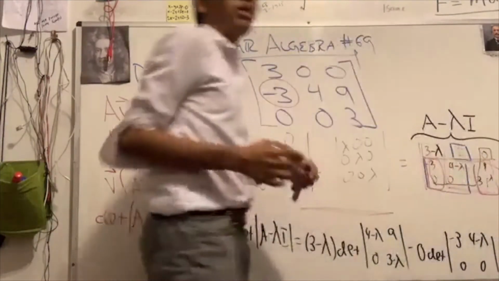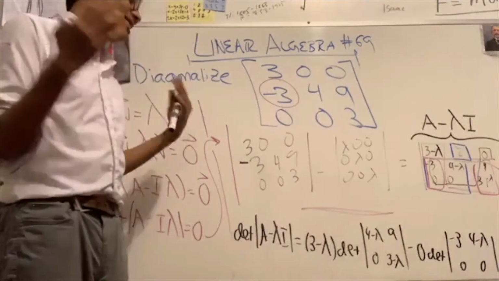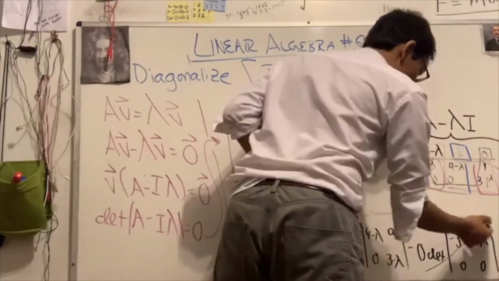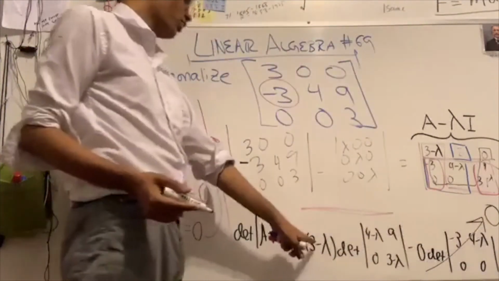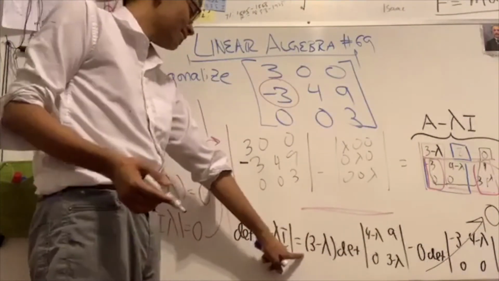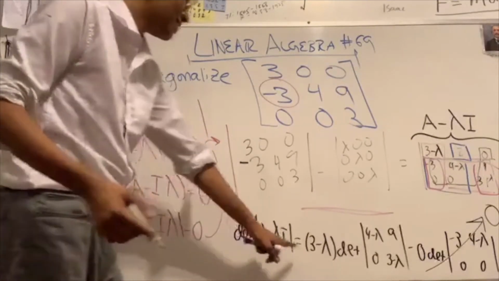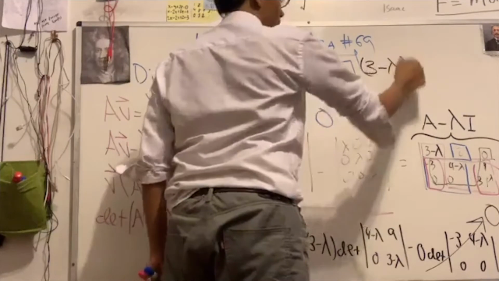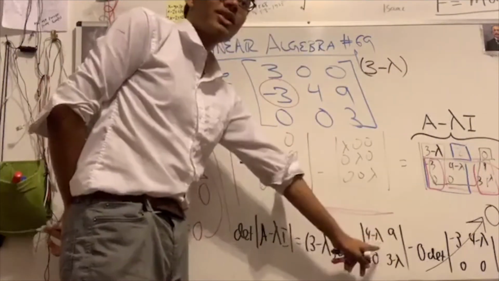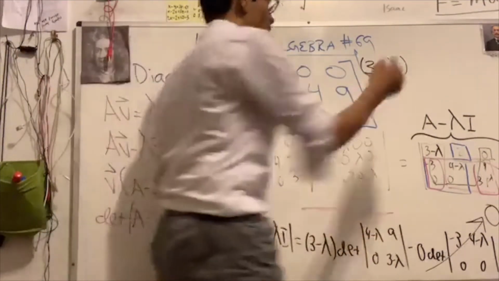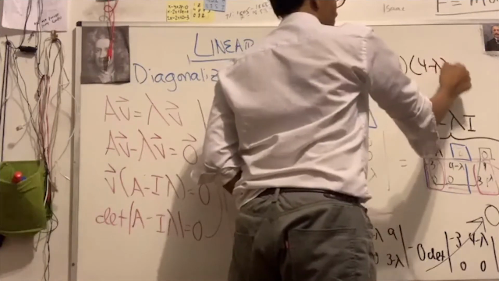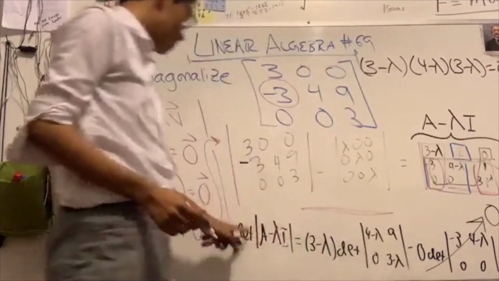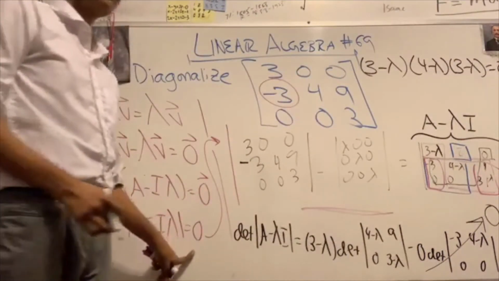Okay, since our scalar quantity is going to be 0 for both of those, this is going to cancel out, and it doesn't matter what's inside. So we're going to be left with what? Okay, Alex, what is this? 3 minus lambda times the determinant of this: 4 minus lambda times 3 minus lambda, minus 0, minus 0, and all of that is equal to 0 because we know that the determinant of everything is 0.